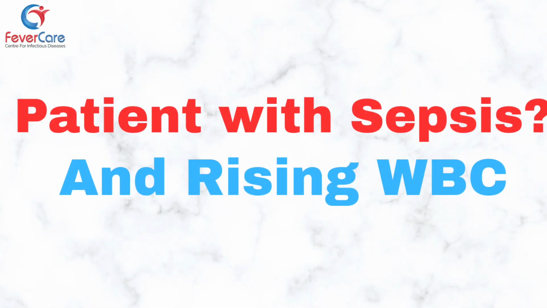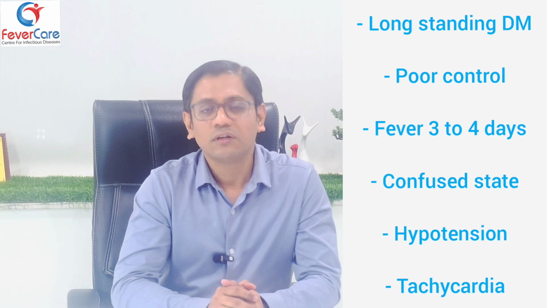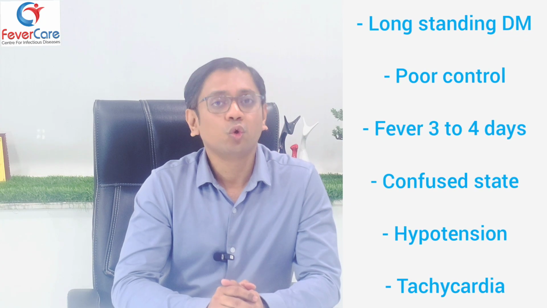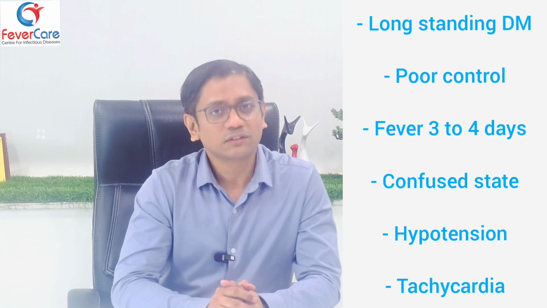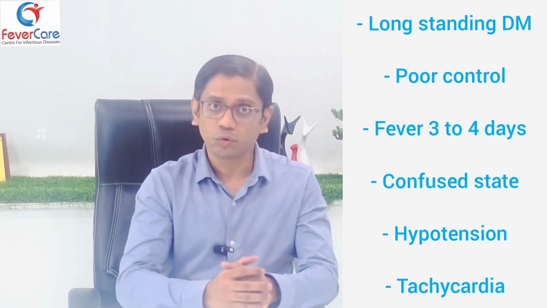So this was one scenario where we needed to act really quick. But at times we are faced with scenarios where we seem to have done everything in time and still the person may not be improving. So like this gentleman who is a long-standing diabetic person with poorly controlled sugars, who presented with fever history of 3 to 4 days, confused state, low blood pressure requiring inotropic support, tachycardia, and who was in acidosis. And he was taken up in ICU obviously.